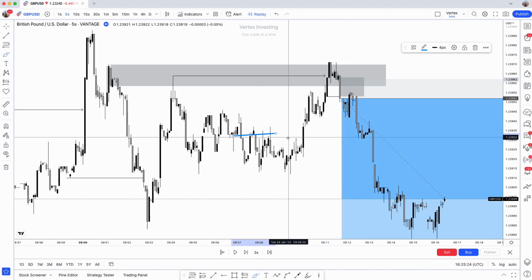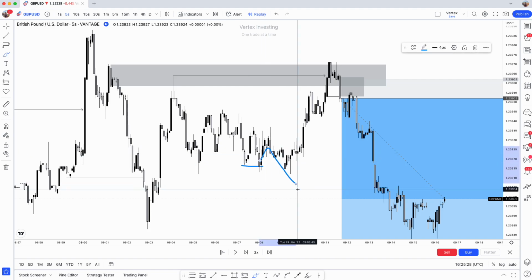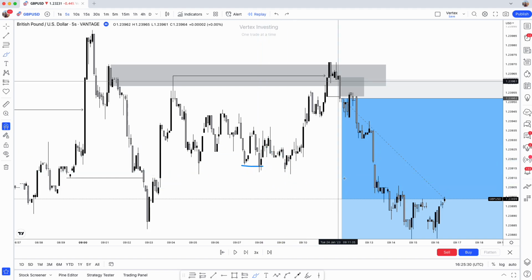If you did enter that, depending on your risk management, I would have taken a loss, to be honest, because I normally go to break even after 2 breaks, which didn't happen.